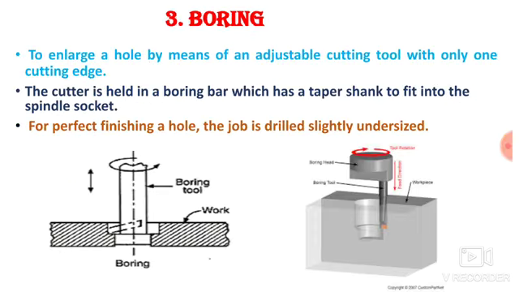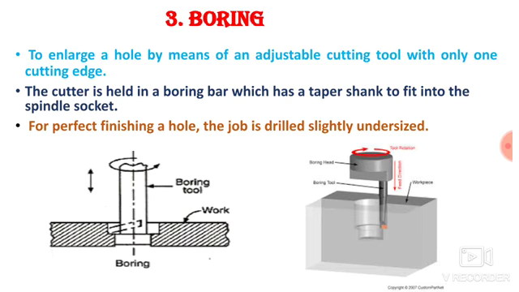The next operation is known as boring. It is used to enlarge a hole by means of an adjustable cutting tool with only one cutting edge. Boring operation is performed for enlarging a previously drilled hole. So the prerequisite for the boring operation is that you should have a previously drilled hole, and that you can enlarge with the help of a boring tool. The boring tool has only one cutting edge, and with that cutting edge the material is removed from the inner surface of the hole.